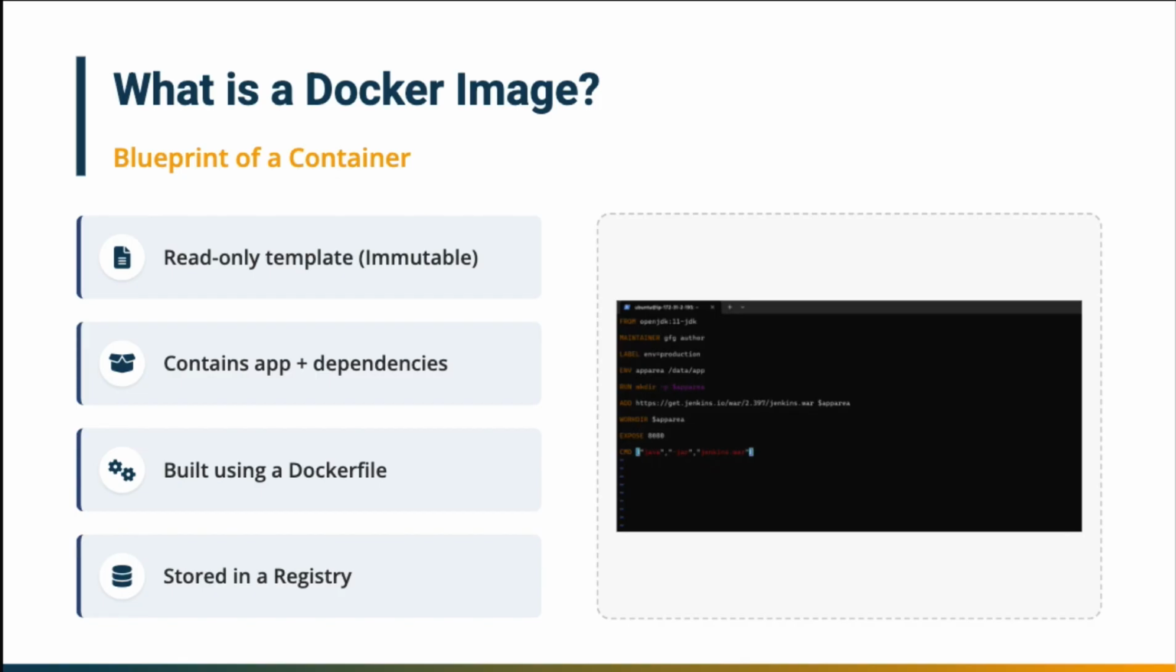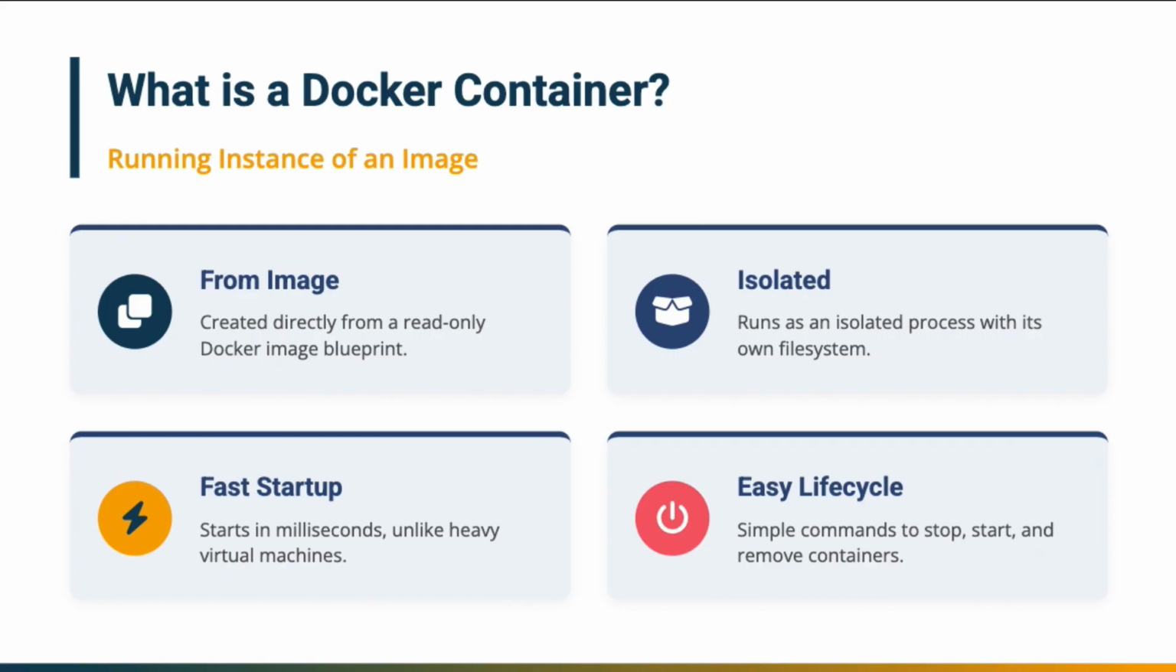So if the image is the blueprint, what happens when we actually use that blueprint? That gives us the container. If the image is a static blueprint, the container is a living, running instance of that blueprint. This is where your application actually executes. A container is essentially an isolated process running on your host machine, but it has its own dedicated file system and network stack, all defined by the image. The isolation is lightweight, which is why containers start up in milliseconds, not minutes like a full virtual machine. This speed and isolation make containers perfect for microservices and rapid deployments.